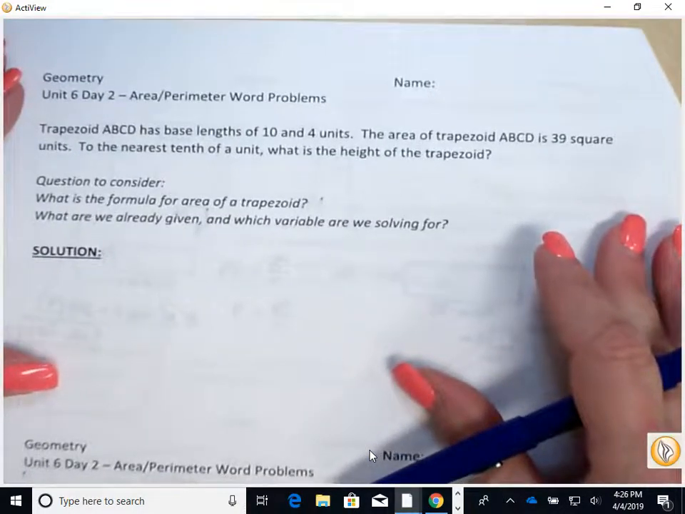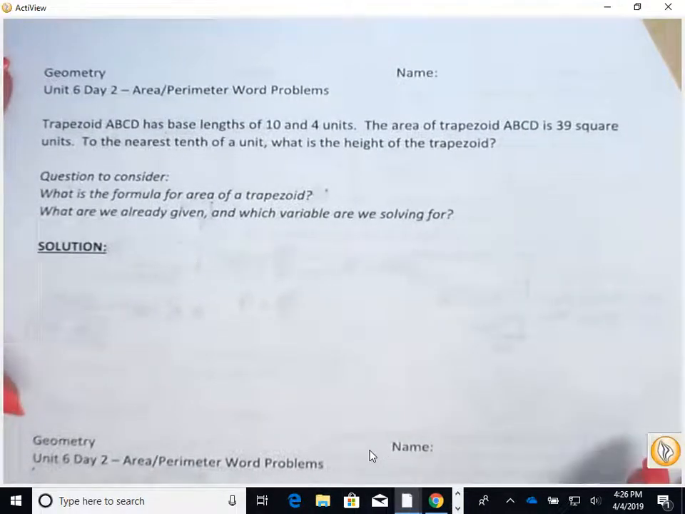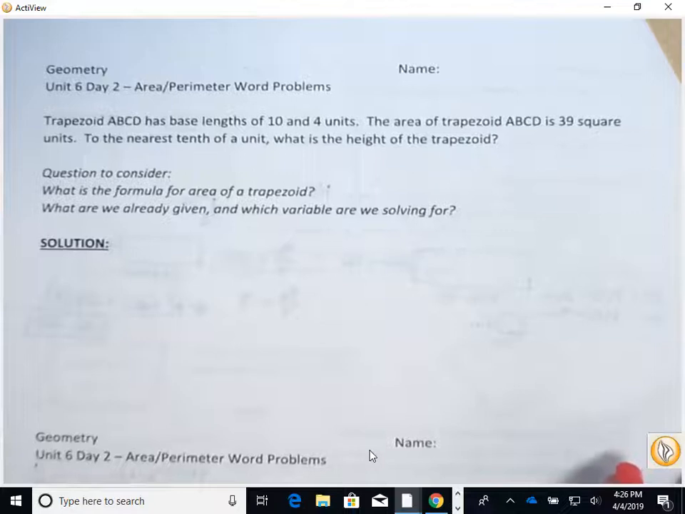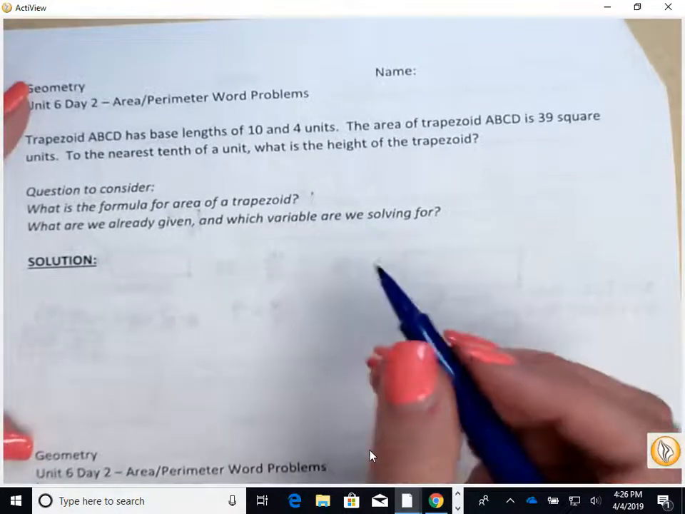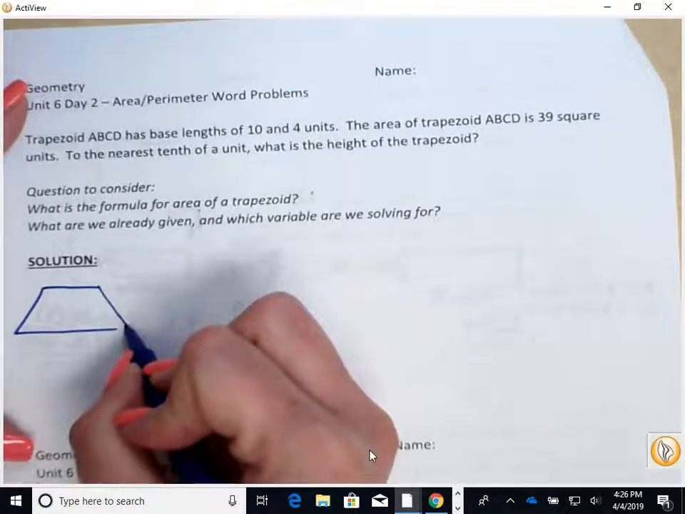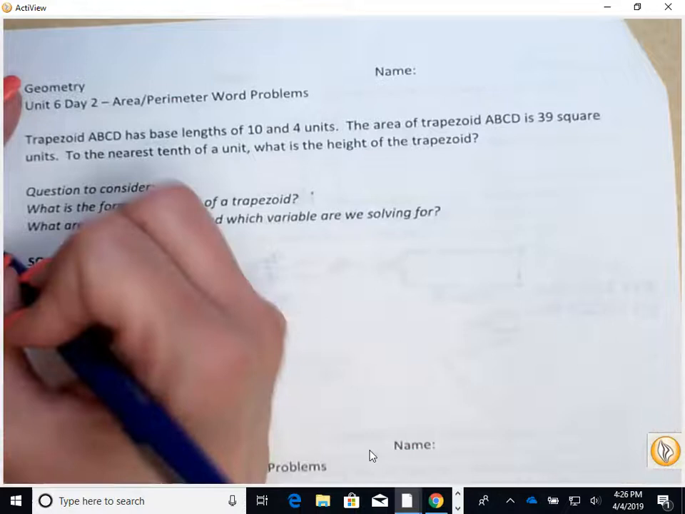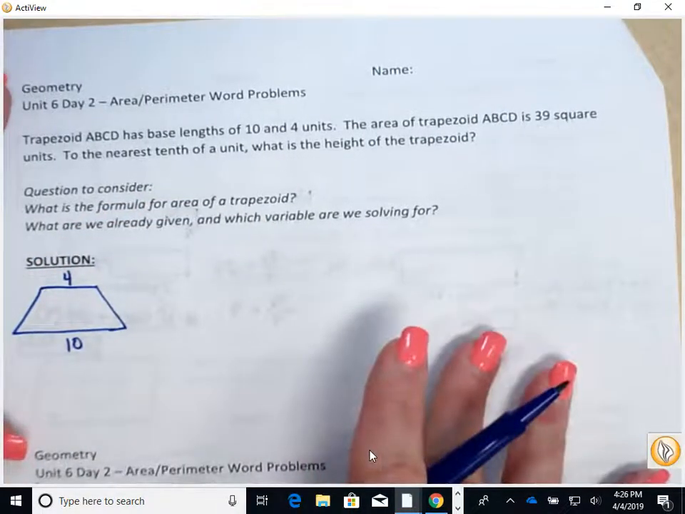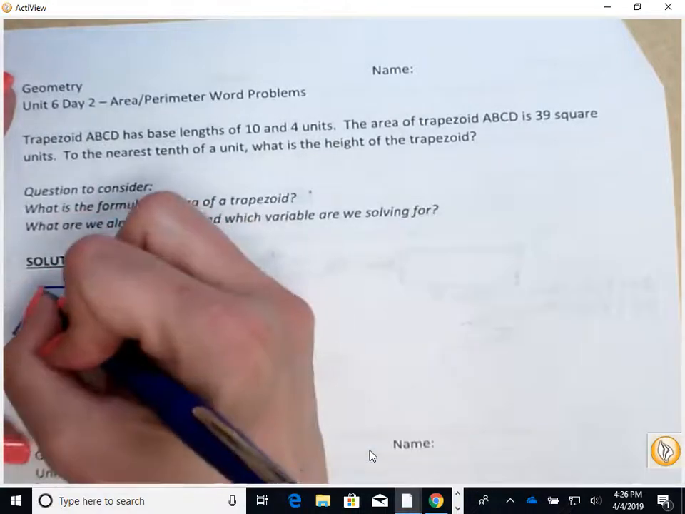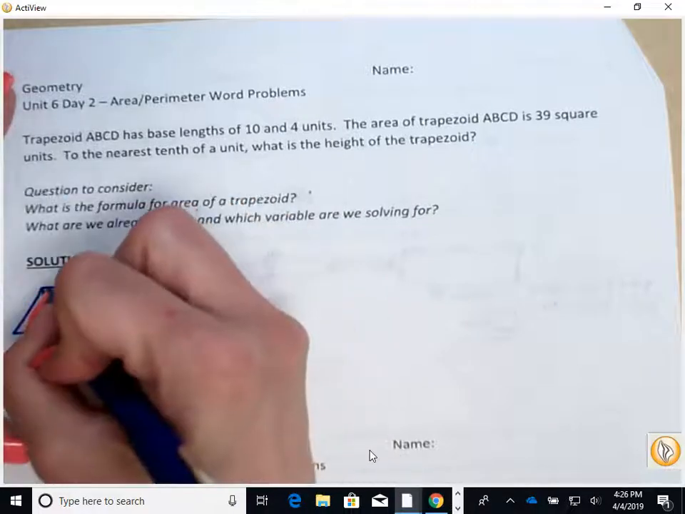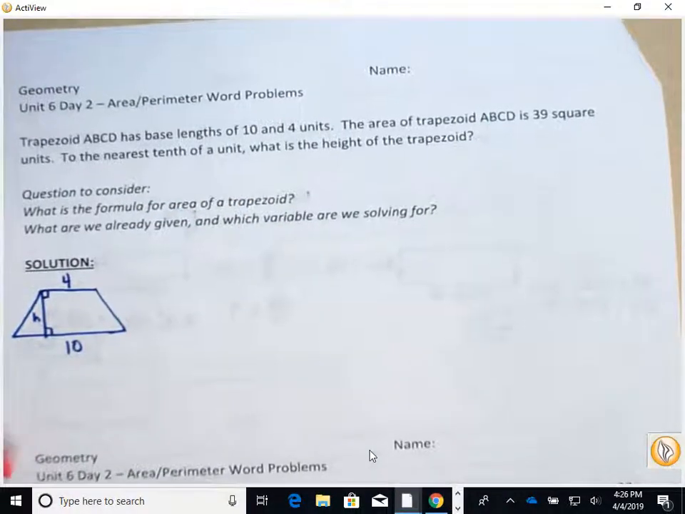Trapezoid ABCD has base lengths of 10 units and 4 units. The area of the trapezoid is 39 square units. To the nearest tenth of a unit, tell me the height. So I draw my trapezoid. They tell me the bases are 4 and 10. Remember, your bases are your parallel sides. What we're trying to find is the height. Remember, the height has to make 90-degree angles with the bases. That's the side we're trying to find.